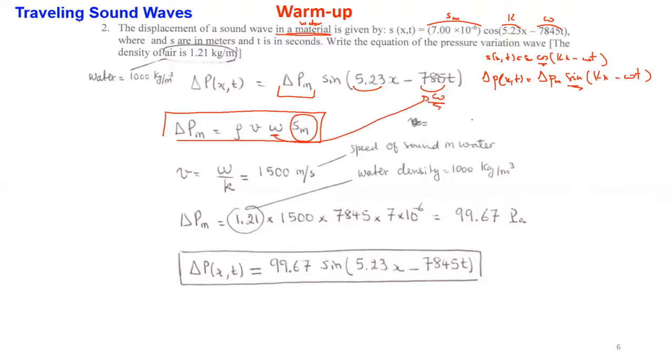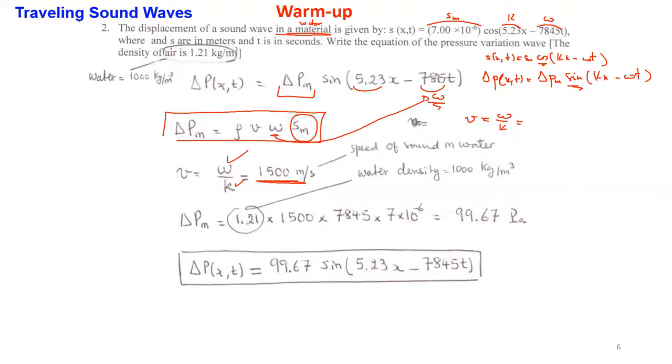Now, what is V? Well, we know that V is omega divided by K. So I know the omega and I divide by K and I get this V, 1,500 meters per second. So you know that the material is not air. The speed of sound in air is 343 meters per second. This is the speed of sound in water.